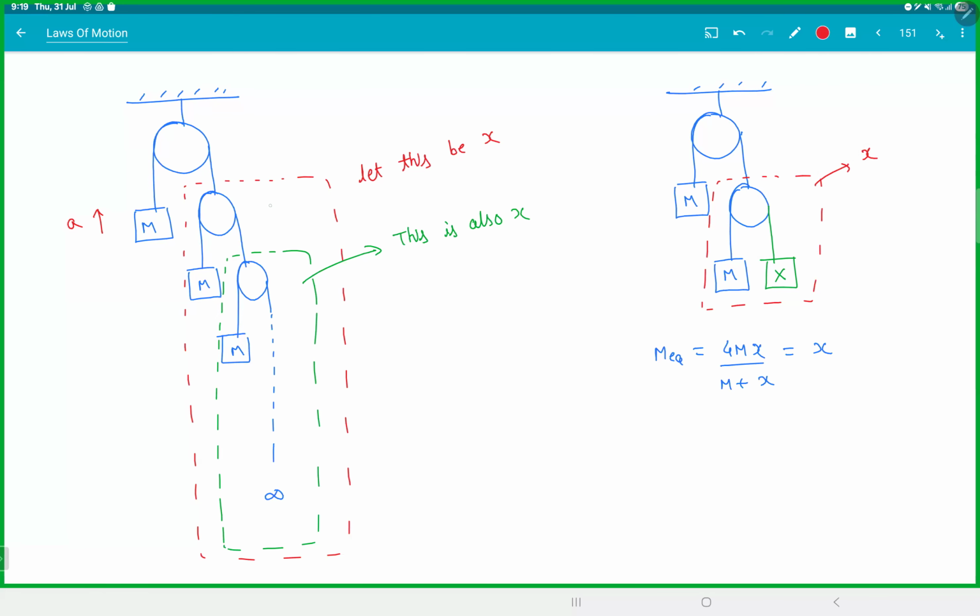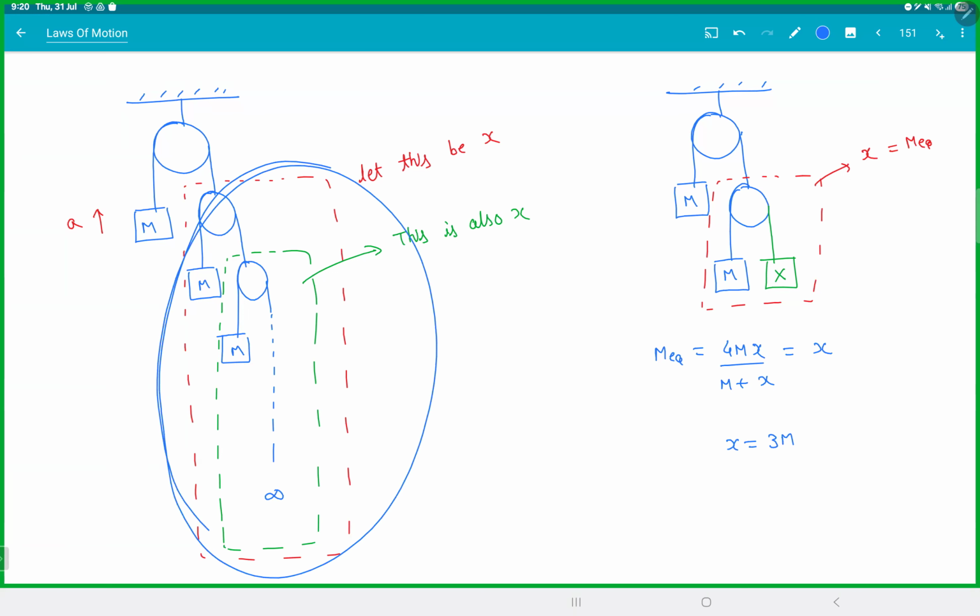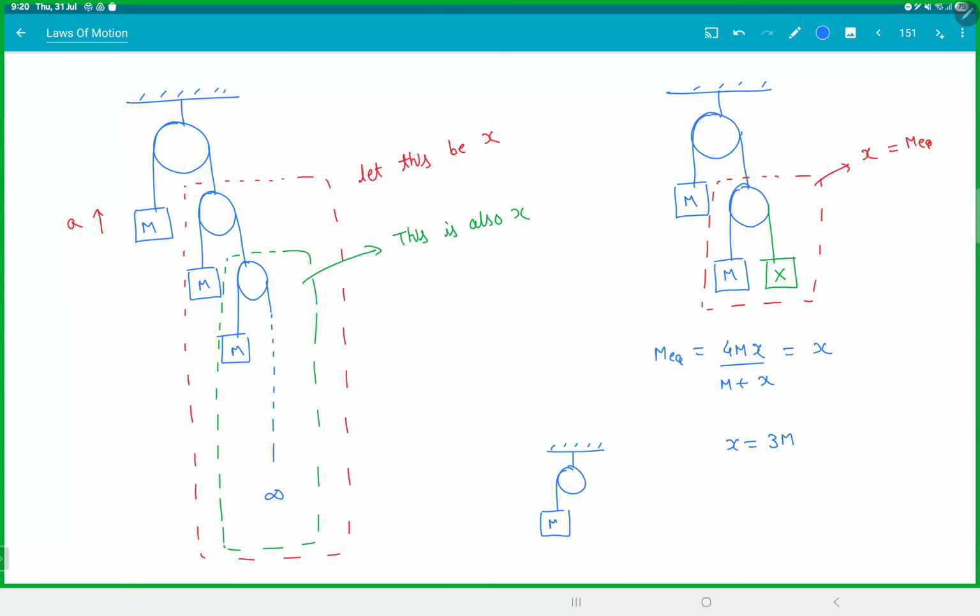Because this blue one, this whole branch, must be X. X and X will cancel. You end up with X equal to 3M. That means this infinite branch you're having here is equal to a block of mass 3M. So you can replace this whole setup on the right-hand side. This is M and this is 3M. This becomes a simple Atwood machine. So this is going up with A and this is going down with A. Acceleration is equal to (3M minus M) by (3M plus M) into G, which is G by 2.